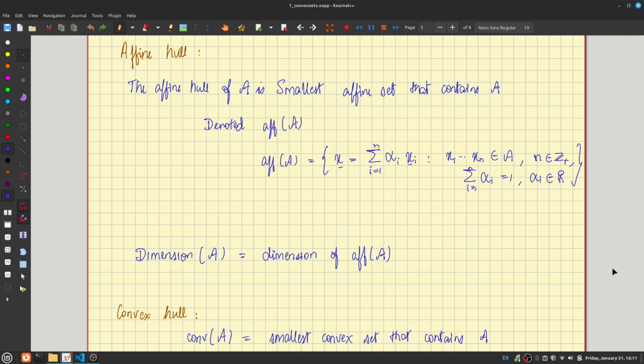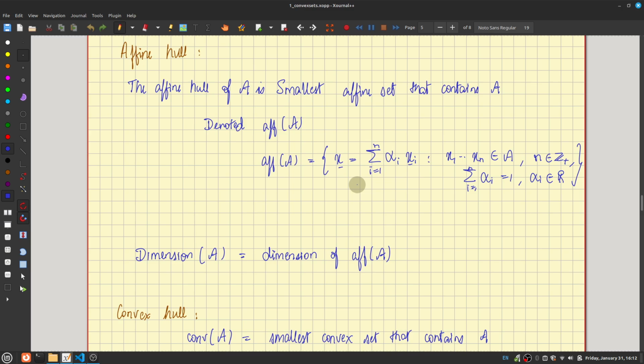So very quickly, I'll just go through some definitions which are related to what we've seen so far. If you recall, how did we define an affine set? An affine set is one such that if you take any 2 points, then the straight line that passes through those 2 points is also within the set. And so given a particular set which need not be affine, you can think of the smallest affine set that contains this particular set A. That's what we'll call the affine hull. So the affine hull of any set A is the smallest affine set that contains A.